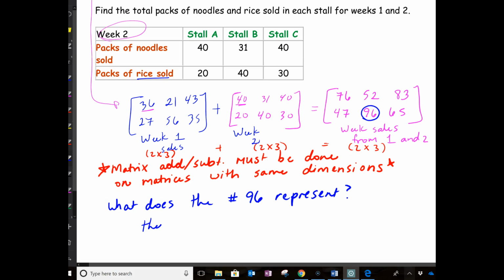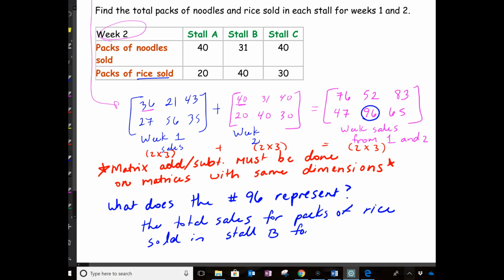The total sales for packs of rice sold in stall B for weeks 1 and 2.